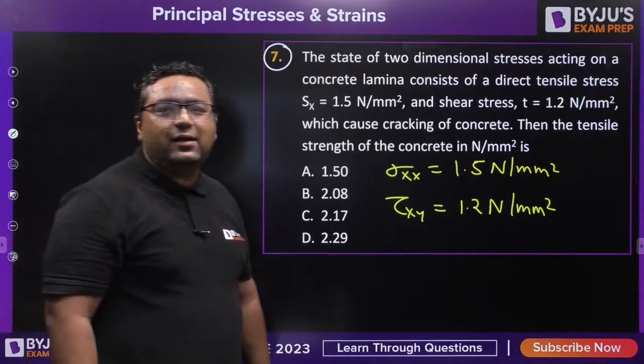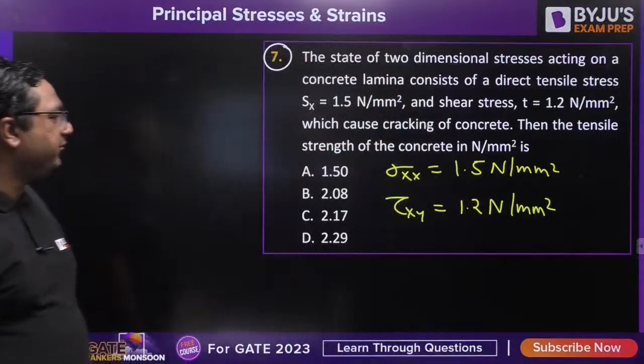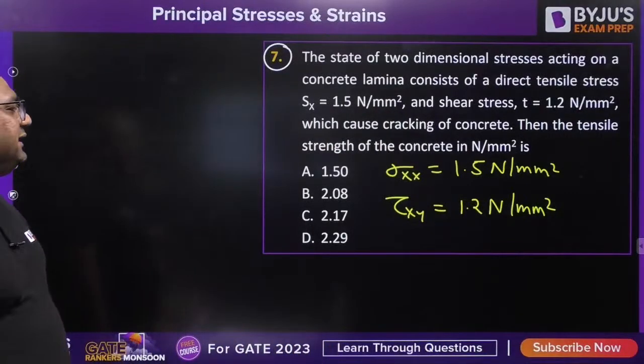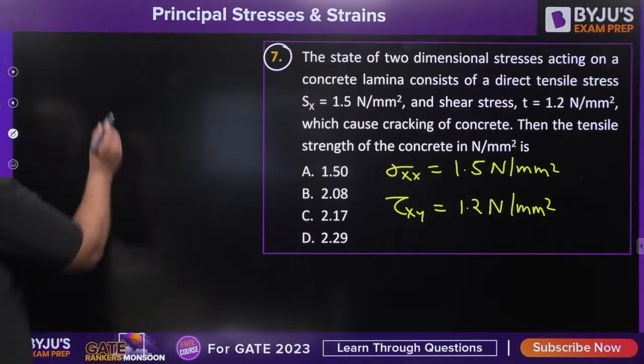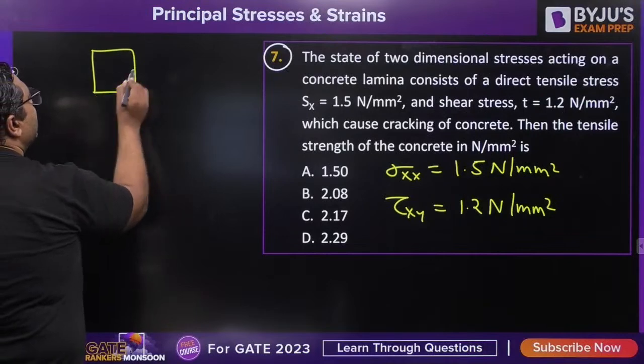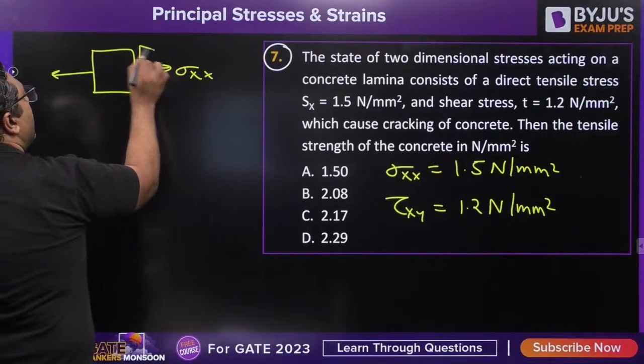So my dear, how to solve this? Fine, Sachin. How to solve this, guys? You can see sigma xx is given, tau xy is given, and sigma yy is not given. So this state of stress is like this: sigma xx, tau xy.